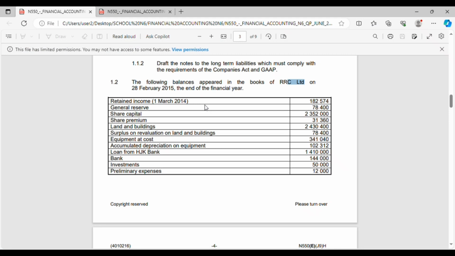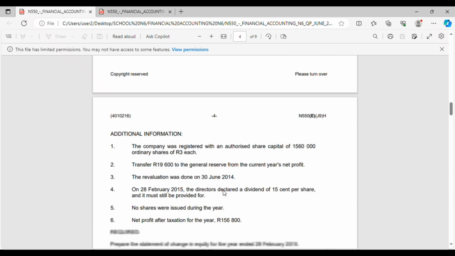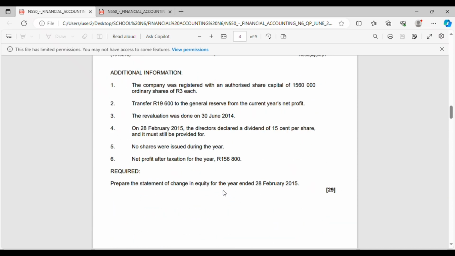So let's deal with the share premium. If you can check, the share premium is the amount of 31,360 on the trial balance. So let's go through the additional information and let's check. We have dealt with the information 1, 2, 3, 4 not yet, but let's see.